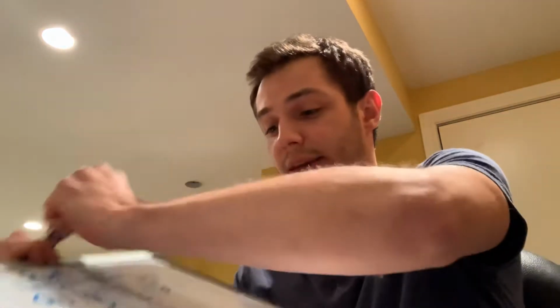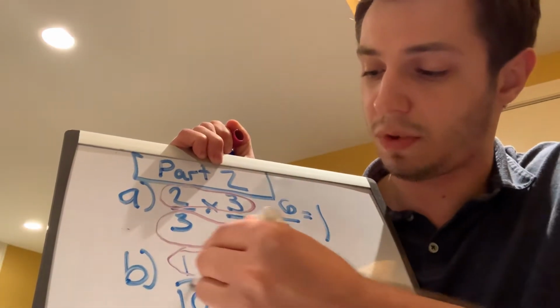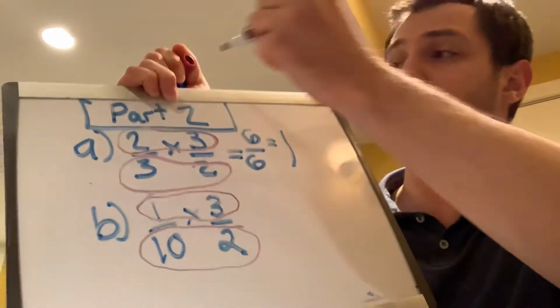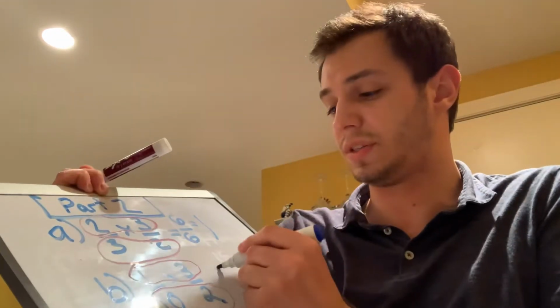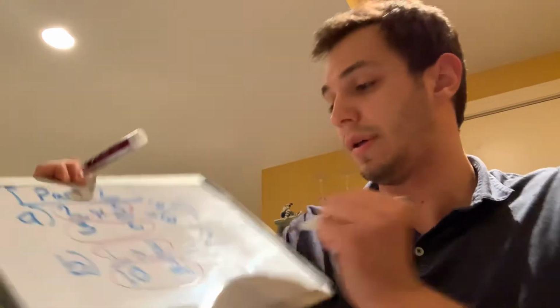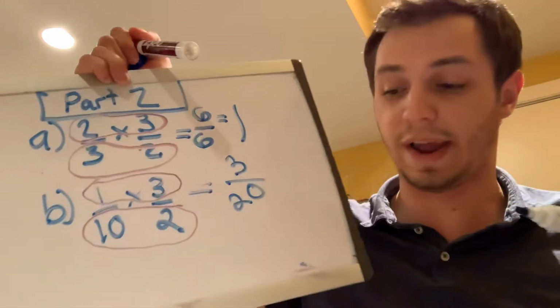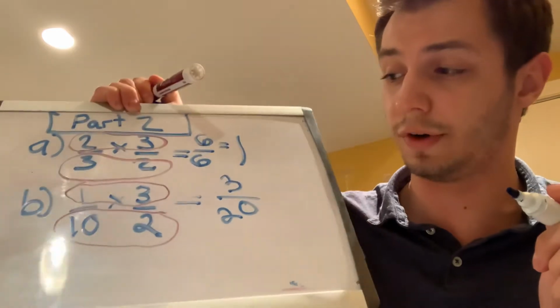For part B, we have 1/10 multiplied by 3 halves, or 3 over 2. Once again, we're going to use the exact same technique. We're going to multiply the 1 and the 3, and we're going to multiply the 10 and the 2, which will give us 1 multiplied by 3 gives us 3, and then 10 multiplied by 2 gives us 20. So our answer for that one is 3 over 20.